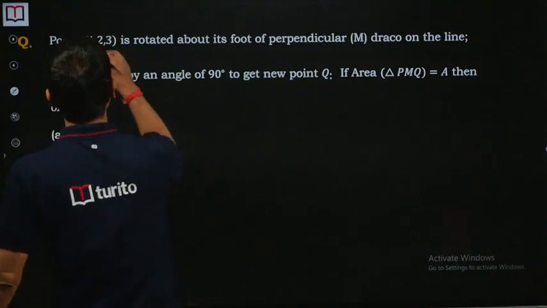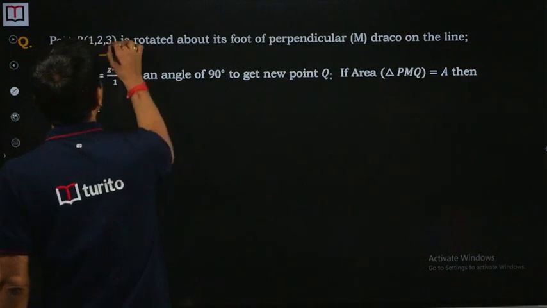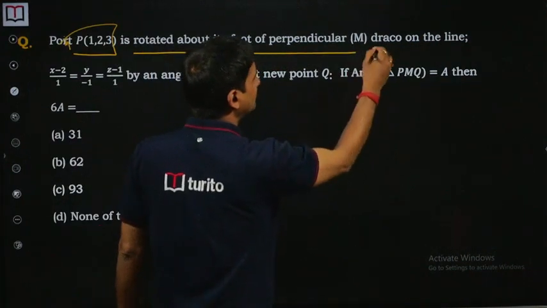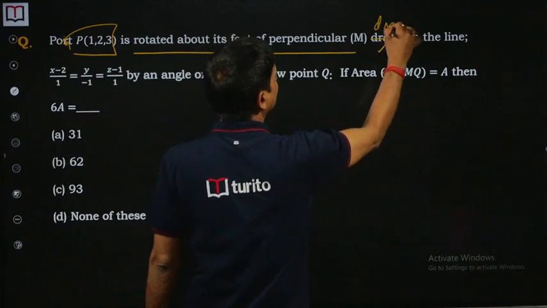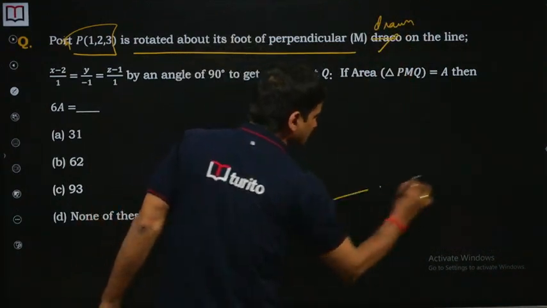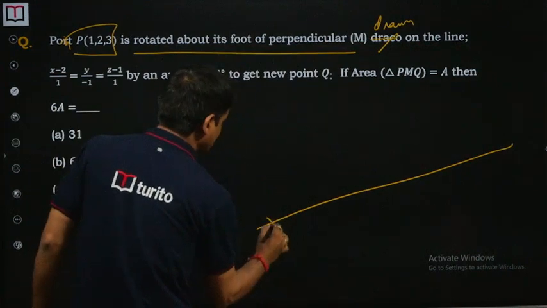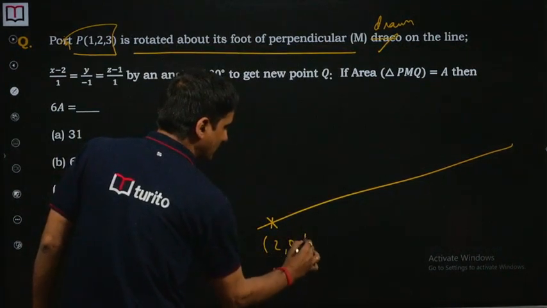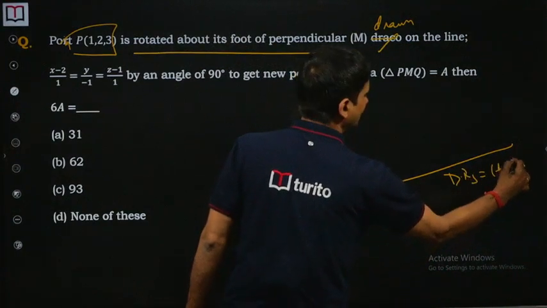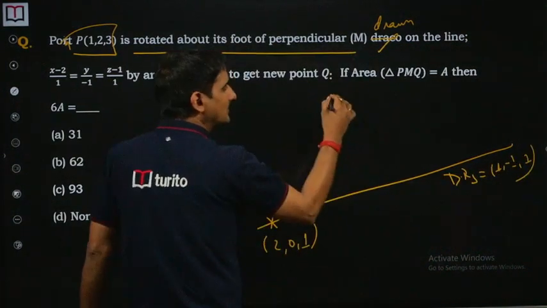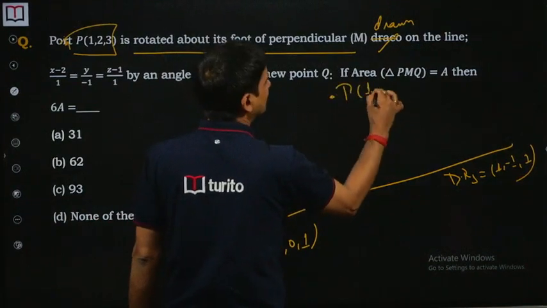Now the next one is a point. P(1, 2, 3) is rotated about its foot of perpendicular drawn on the line. So that's the line x minus 2, passing through (2, 0, 1), whose DRs are 1, minus 1, 1, isn't that? Now there's a point P which is (1, 2, 3).